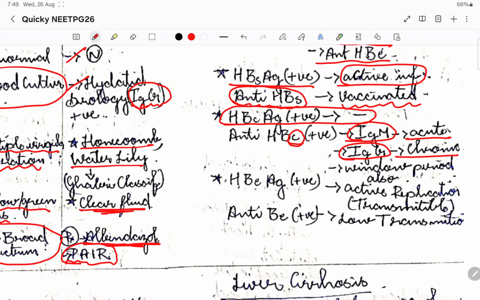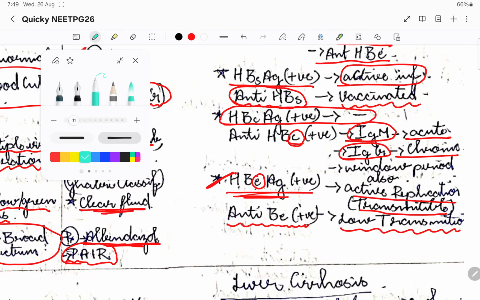With respect to HBeAg, I told you it tells about the replication going on. If there is a high amount of HBeAg antigen, that means there is active replication going on, meaning it is transmissible. The person is spreading the disease. If it is anti-HBe, it tells that there is low transmission, meaning the transmission has already stopped.